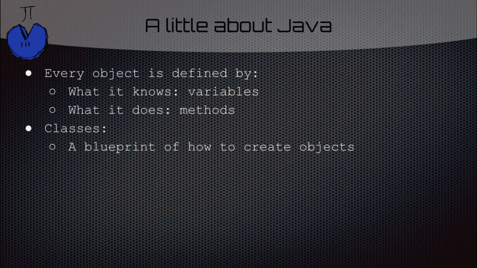Classes. Classes are blueprints of how to create objects. So let's go to our house example. Imagine you had a blueprint to create a house. The blueprint itself is not a house, but you can use the blueprint to create a house. If you want to make a house, you just call on that blueprint. You can call on that blueprint as many times as you want to create as many houses as you want. So a class itself is not an object, but you call on a class to create an object. And then you can create as many objects as you want from that one class.